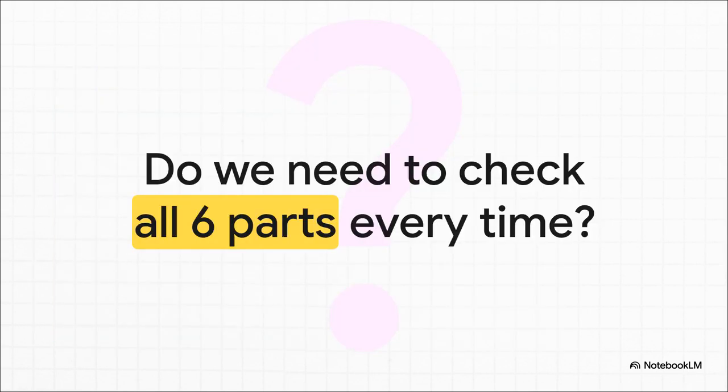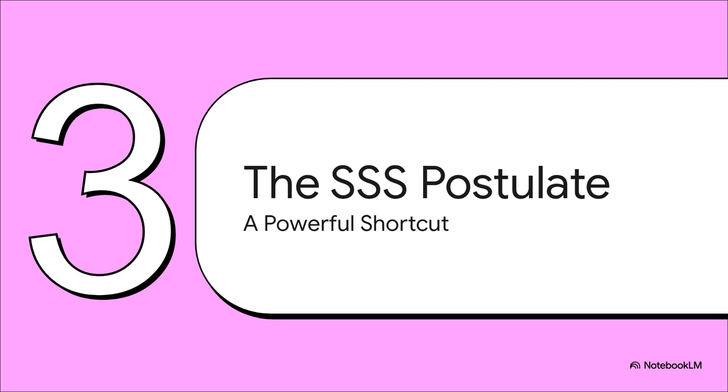Okay, but hold on. You're probably thinking, whoa, do I really have to check all six of those things every single time? I mean, that sounds like a lot of work just to prove two triangles are the same, right? Is there a faster way? Well, you're in luck because the answer is yes. Geometry gives us some awesome shortcuts. And the first one we're going to talk about is a real game changer, the side-side-side postulate, or SSS for short.